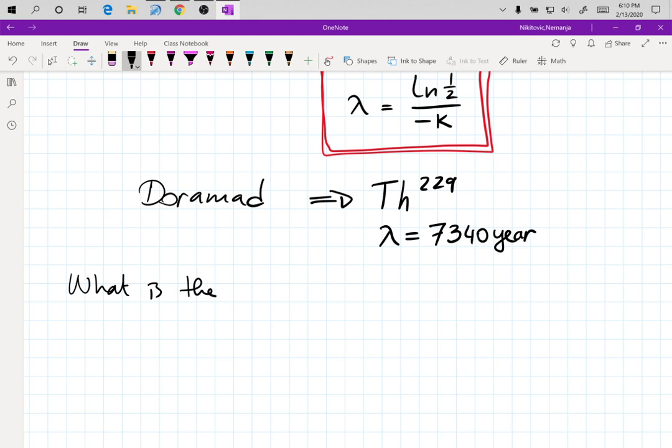Is the percent of remaining, or what is the percent of what?